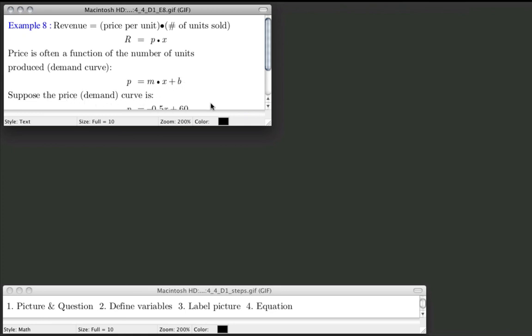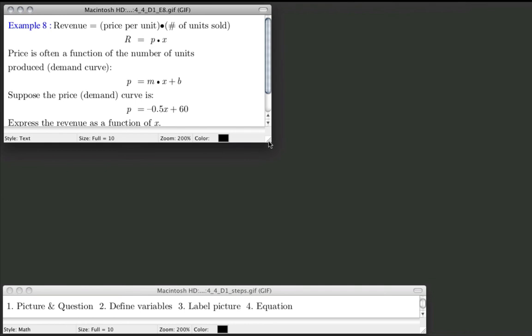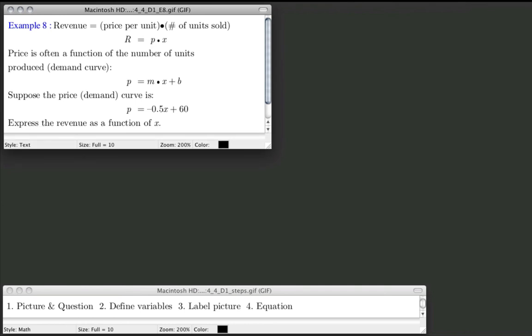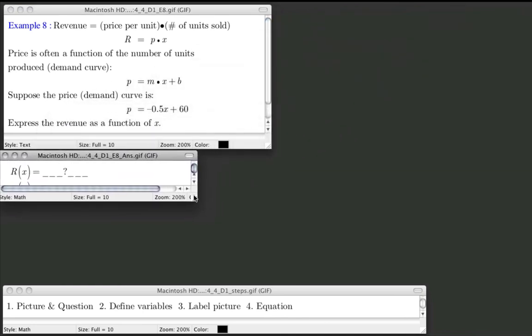Suppose the price demand curve is negative 1/2 x plus 60. So my price function is given to me. I know that the price is going to start at 60 bucks, but for every unit that I sell or buy, the price is going to decrease by 50 cents. And it says, express the revenue as a function of x. So I'm going to come over here and set up my answer.